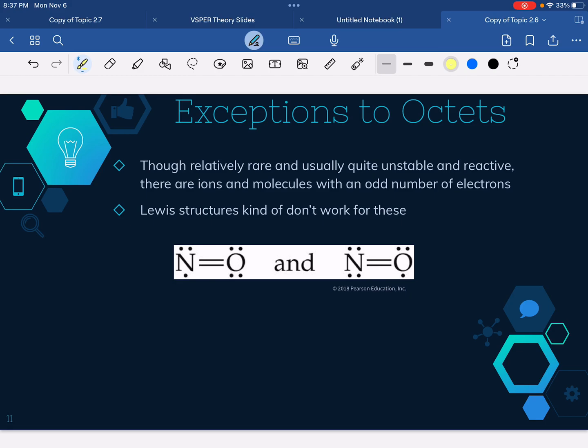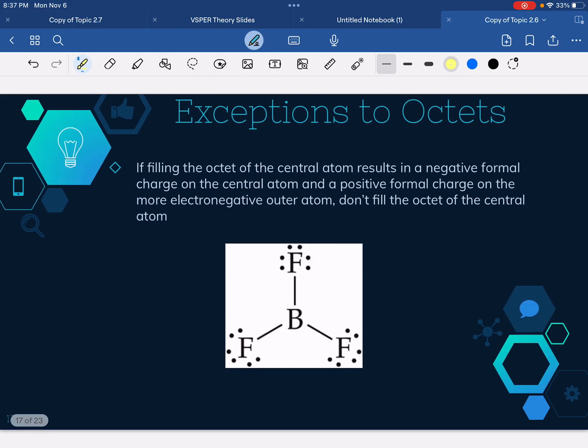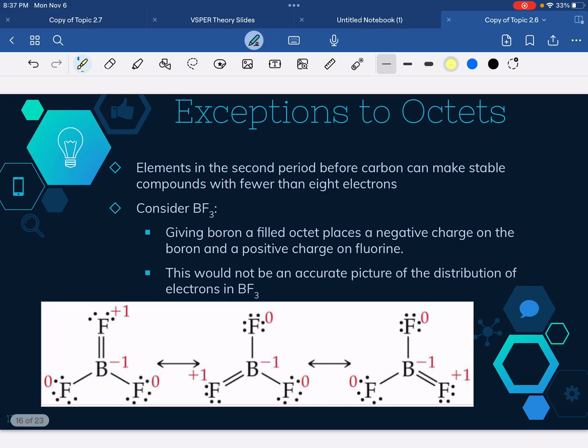Okay, so we see here an exception to the octet. We have a free radical here. We have, again, boron. Boron tends to have less than an octet. When you look at its Lewis structure and then you check the formal charges, you're going to find that it actually is better when it has just less than an octet. Okay, so again, boron is much better here than when you try to give it a double bond.